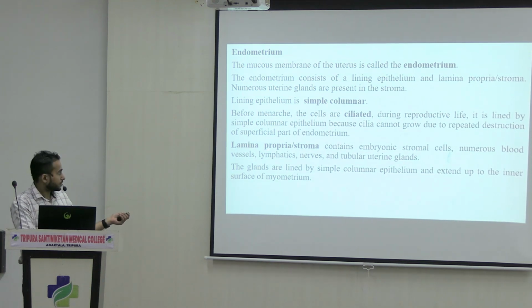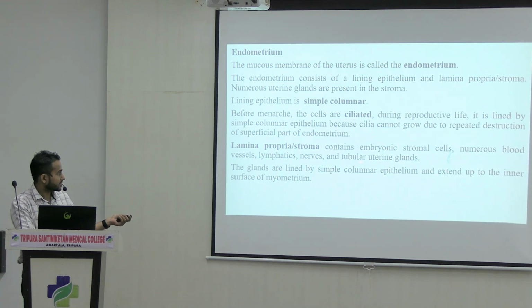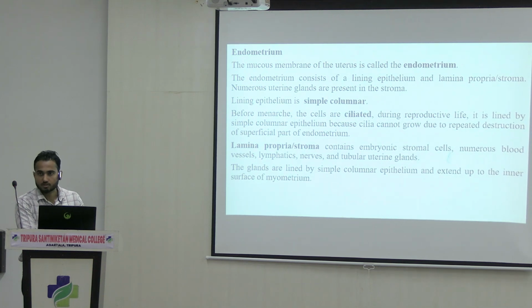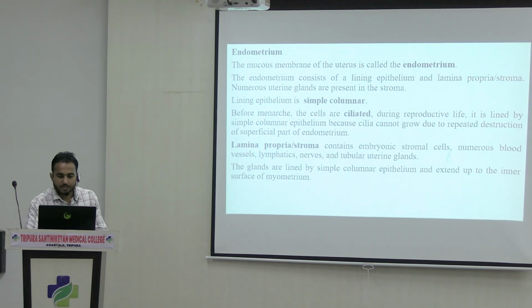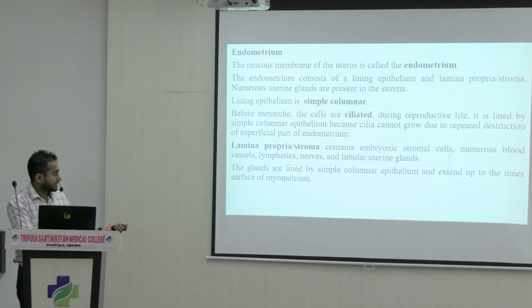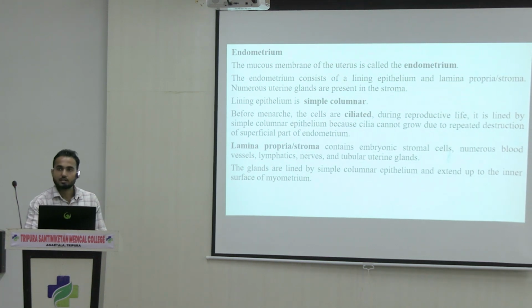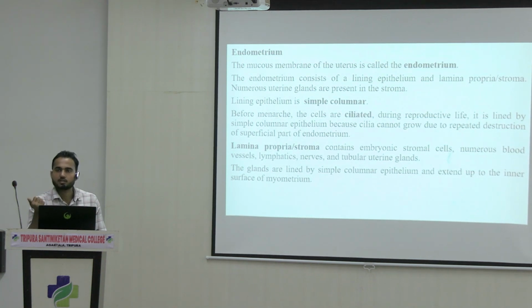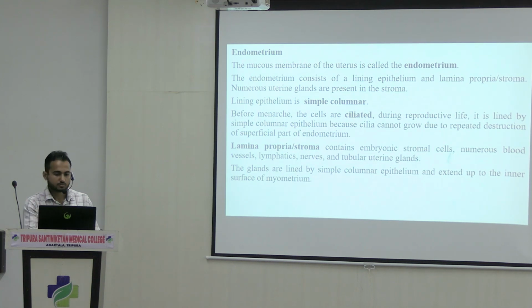Next, if you see the lamina propria, it contains embryonic stromal cells, blood vessels, lymphatics, and along with that tubular uterine glands are also present. If you see the glands, they are lined by simple columnar epithelium, and these glands extend up to the inner surface of the myometrium. The structure of the gland, the shape of the gland and the contents of the gland change during the various stages of the menstrual cycle.